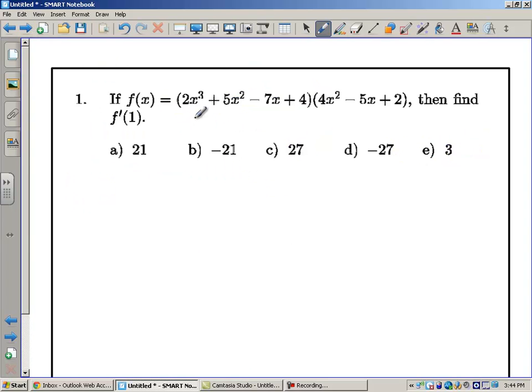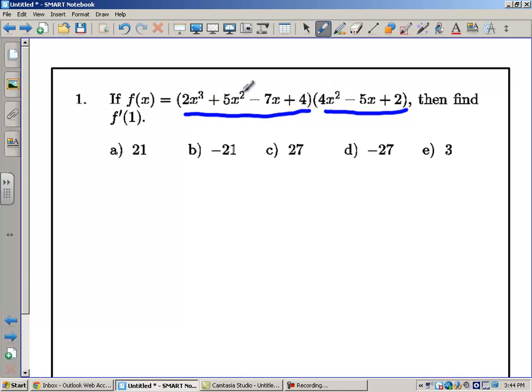So here we go. Look at that. I got 4 terms in that polynomial, and I've got 3 terms in this polynomial. So I really am not interested in multiplying all of this together and then finding the derivative and then plugging in 1, because that would take me a long time to do. It's too much. So we're going to take advantage of the product rule.